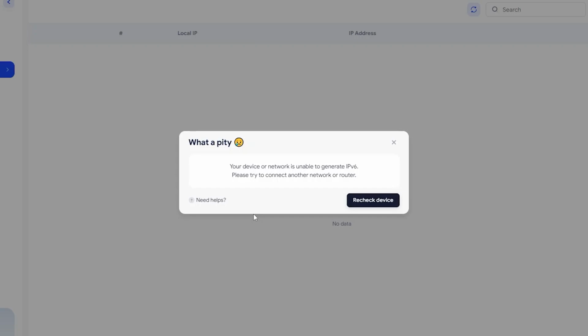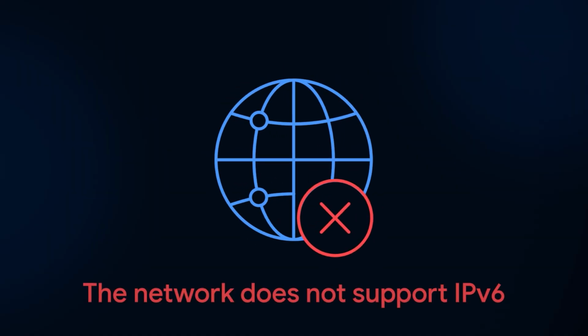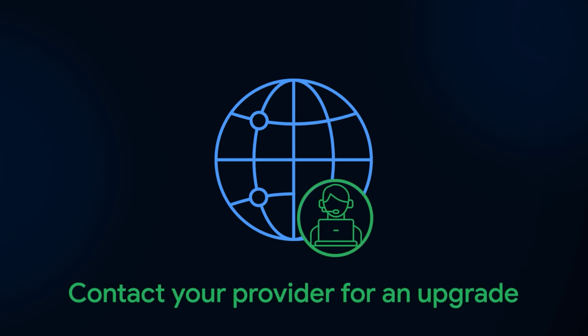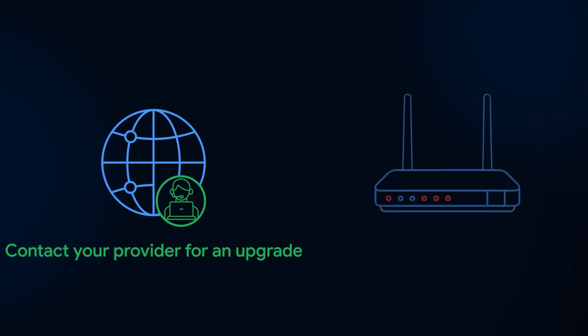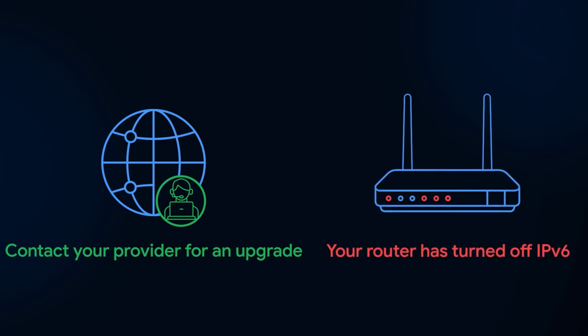There are two common reasons. Firstly, your internet provider doesn't support IPv6. In this case, you'll need to contact your provider and ask for an upgrade. Secondly, your router has turned off IPv6. You can fix this by reconfiguring your router. There's a step-by-step guide in the video linked in the comments.